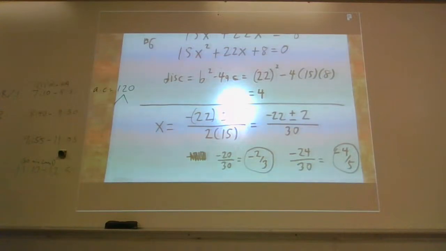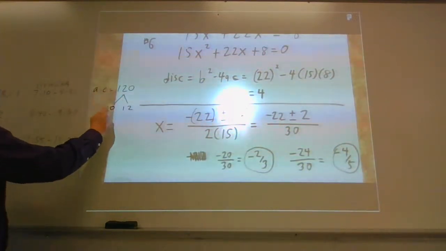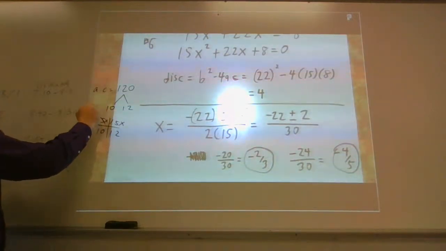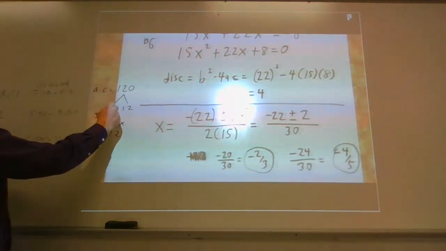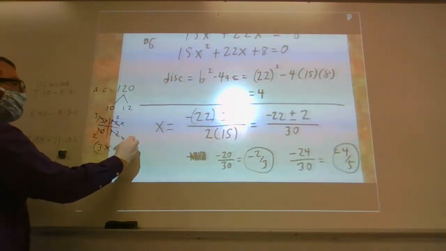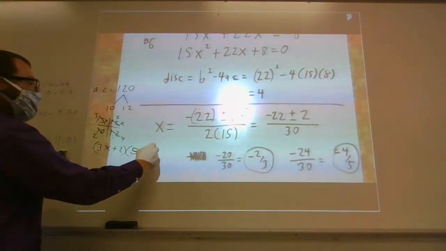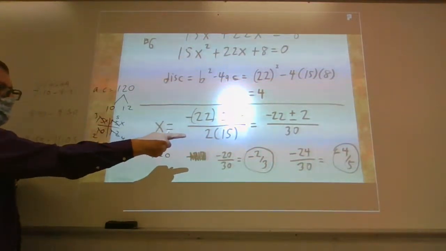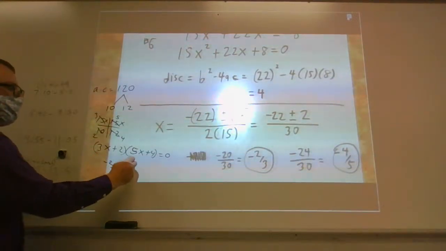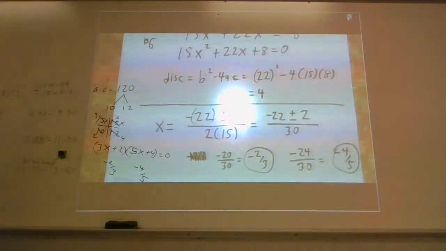Sometimes it's super easy. Sometimes it's not so easy. 10 and 12. T-chart. 10 and 12. 15x, 15x. Simplify, simplify. I'd get 3x plus 2 and a 5x plus 4 equals 0, which should look very familiar to the answers that we got. Subtract 2, divide by 3, subtract 4, divide by 5. Clearly the same answers.